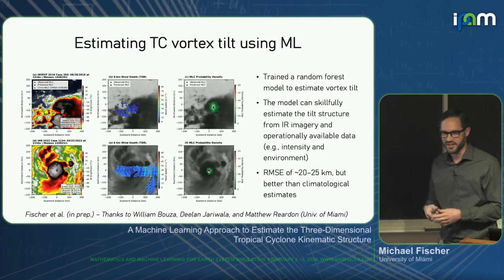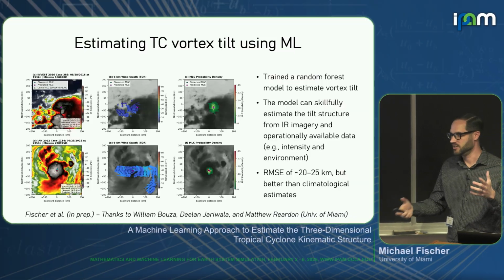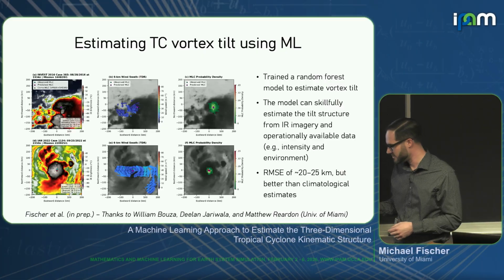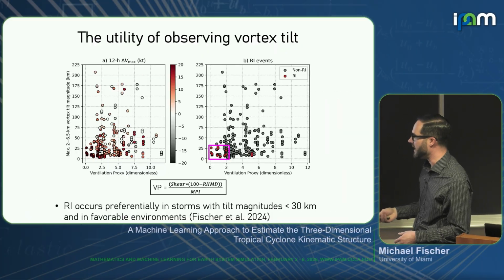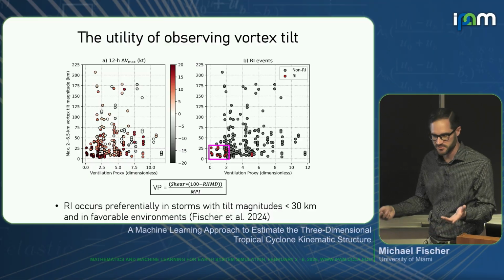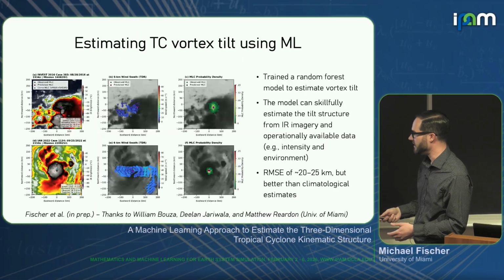So we can provide an idea of uncertainty, of the machine learning model's confidence of where the mid-level center is. In general, we have an RMSE of about 20 to 25 kilometers. If you go back, you can see the range of tilt magnitude. So it provides useful guidance, I would say.